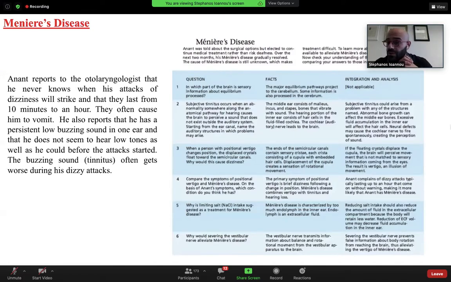Now, there are a variety of ways of treating this phenomenon. The least invasive is limiting salt intake by the individual. On the other hand, if the symptoms continue, then the ENT surgeon could sever the vestibular nerve, eventually alleviating Meniere's disease. However, a variety of side effects could occur in this case, including loss of hearing.